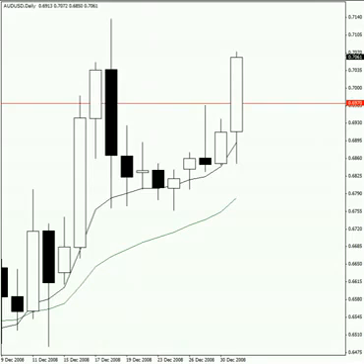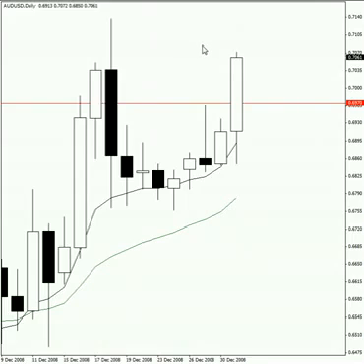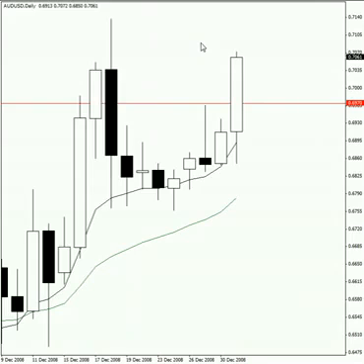I want to draw your attention to this Aussie dollar chart. Now, whilst I'm not a signal service or a trading recommendation service, in the members section last week I put in this fakie setup, and I'll explain in a moment. I was pretty much backing up what was in the course about false breaks and the fakie setup and what it's all about, how it results in a move in the exact opposite direction than what the entire market believes is the case.